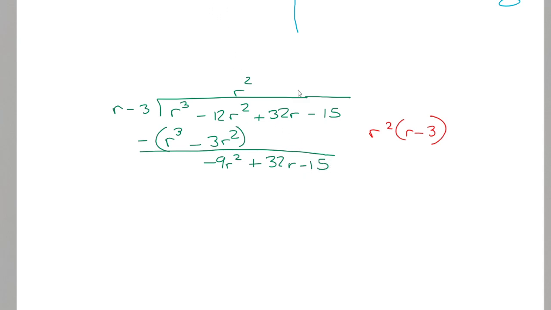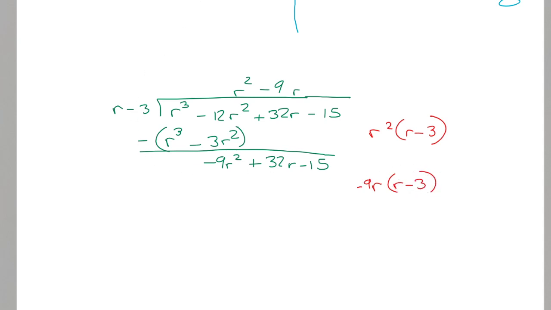And then we need to ask ourselves, what do I need to multiply r by to now get to negative 9r squared? Focusing on the variable first, r times what gives me r squared? Well, r times r gives me r squared. And then what times 1, because that's the coefficient for r, would give me negative 9. In this case, it's going to be negative 9. Negative 9r times r will give us negative 9r squared. So now you're going to multiply negative 9r times r minus 3.